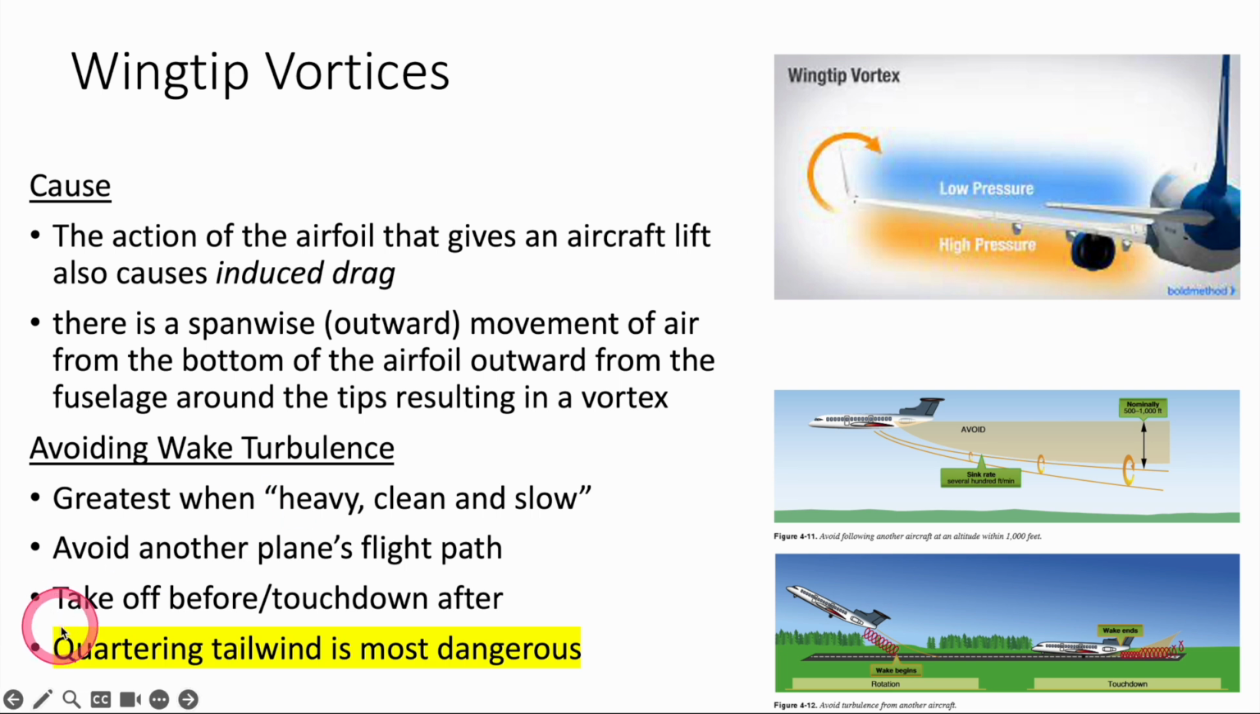This question will come up on your written test. When is it most dangerous? Quartering tailwind. So a quartering tailwind means that the wind is coming from behind you, kind of at an angle.